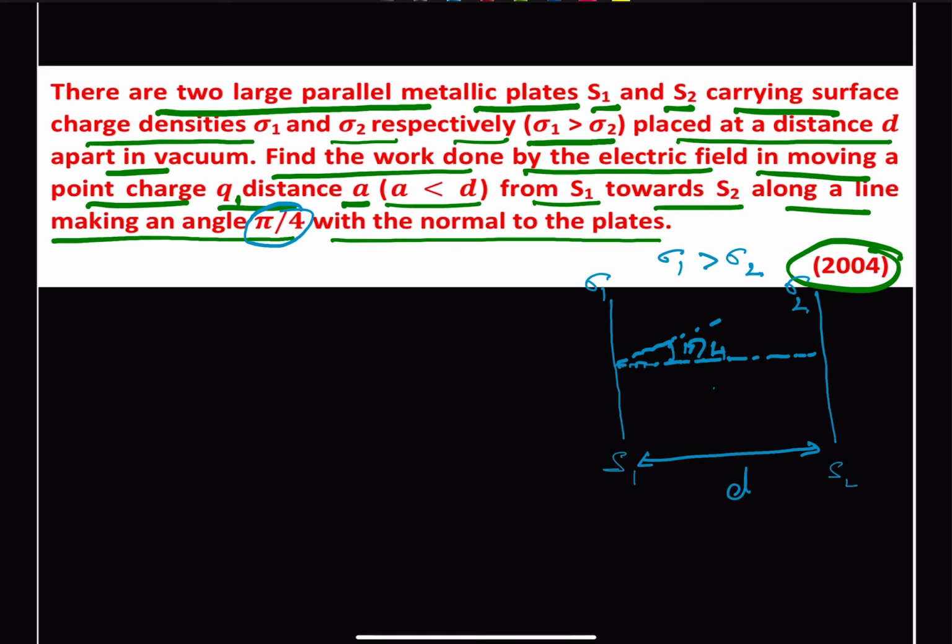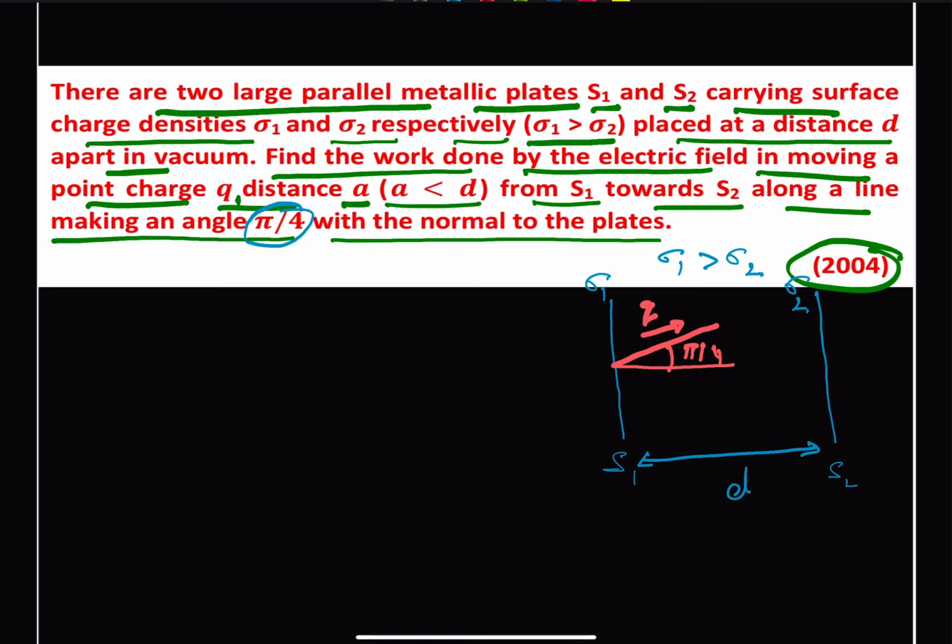Okay. The angle is given with the normal to the plates. So it states that the charge is making an angle with the normal to the plates. If this is the normal to the plates, then we are moving the charge Q at an angle of pi by 4. So the charge is moved in this direction, that is the point charge Q, and we have to find out the work done.